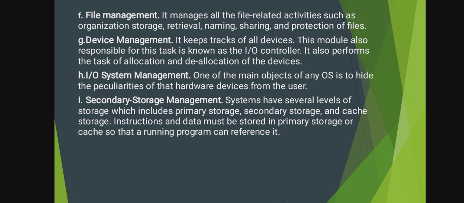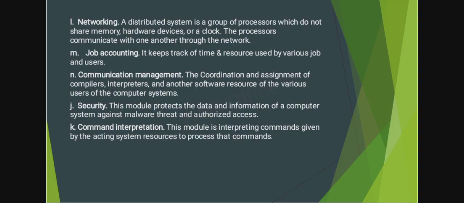Next is I/O system management. One of the main objectives of the OS is to hide the peculiarities of the hardware devices from the user. Next is secondary storage management. Systems have several levels of storage, which include primary storage, secondary storage, and cache storage. Instructions and data must be stored in primary storage or cache so that a running program can reference it. Next, networking. A distributed system is a group of processors which do not share memory, hardware devices, or a clock. The processors communicate with one another through the network.